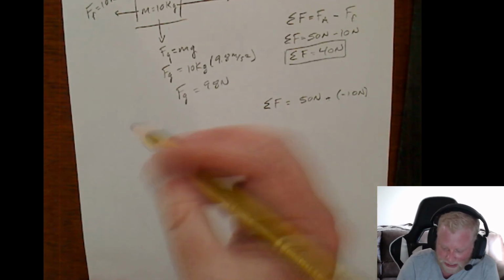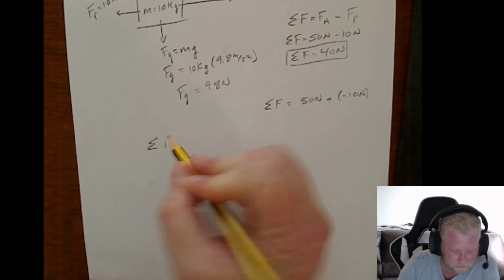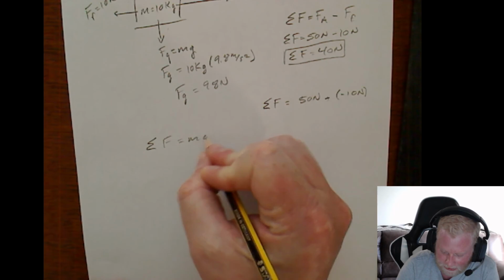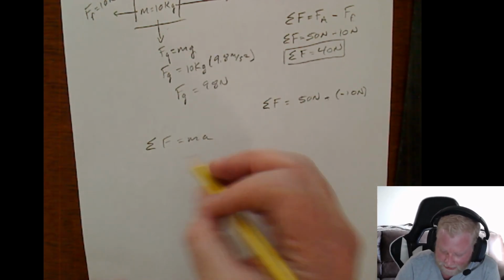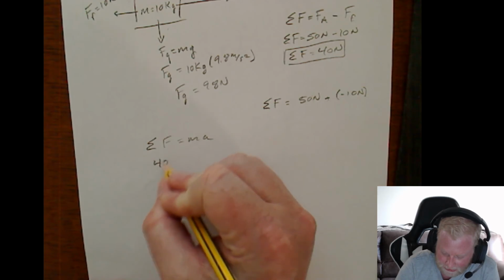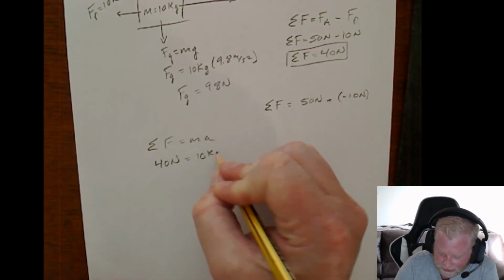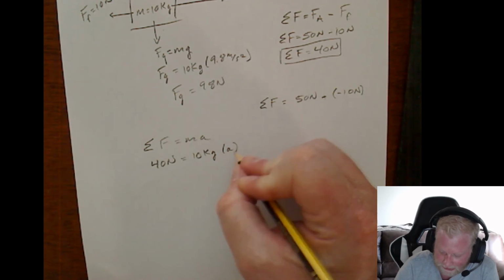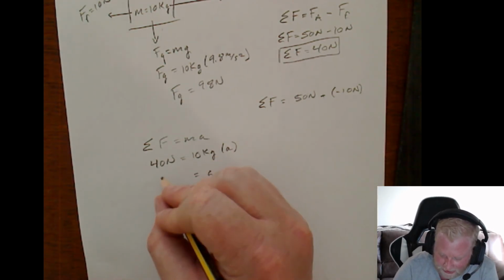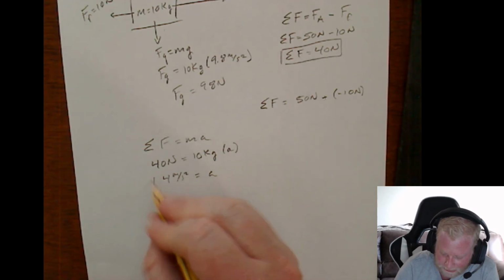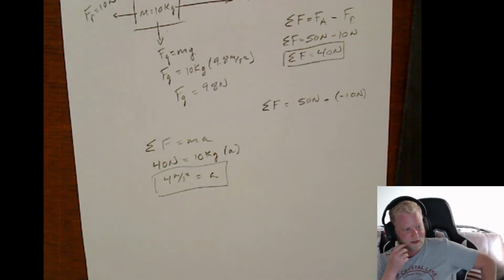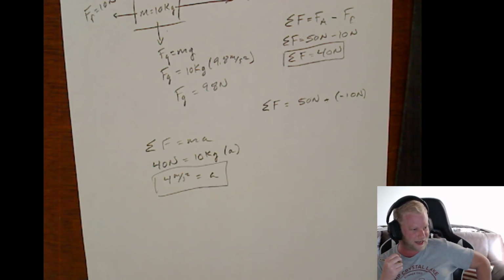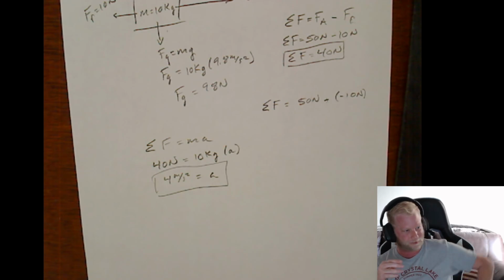Now from here, we've got mass, we've got net force. We could use Newton's second law to find our acceleration. So 40 newtons is equal to 10 kilograms times our unknown acceleration. So acceleration in this case is 4 meters per second squared. Now that we have extra information on the frictional force and the gravitational force, weight, your questions get a little more complex, but we're still only dealing with 3 variable equations.